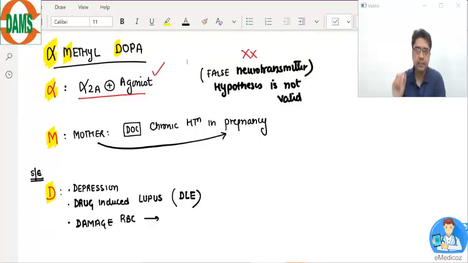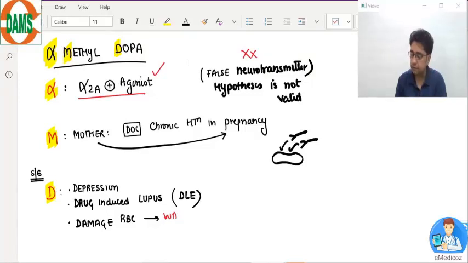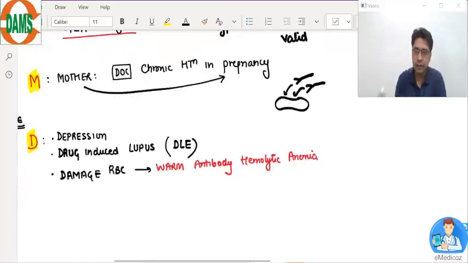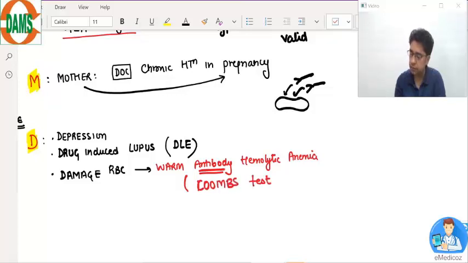How does it damage RBC? This question is asked. Suppose, this is an RBC. It will lead to production of antibodies, and these antibodies will damage the RBC. It leads to autoantibody production. Because of this, it leads to warm antibody hemolytic anemia. In warm antibody hemolytic anemia, you detect the antibody by a test known as Coombs test. So Coombs test will be positive.